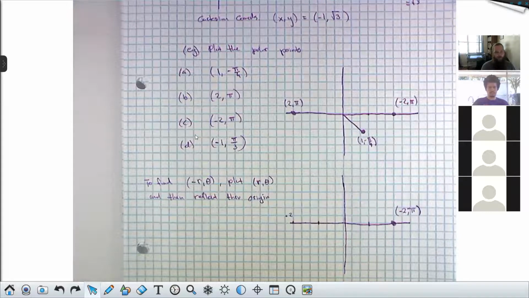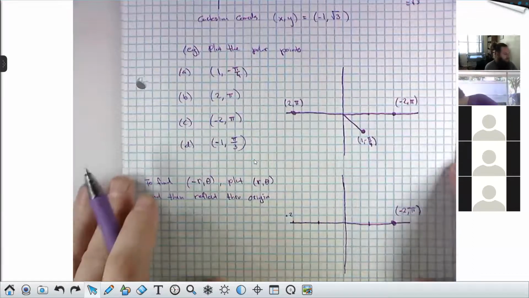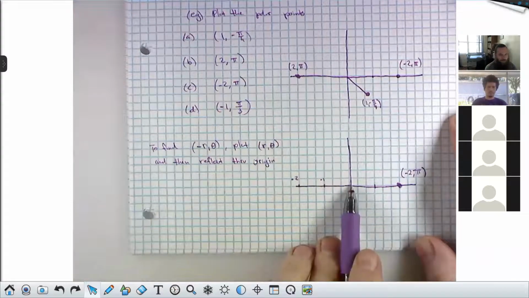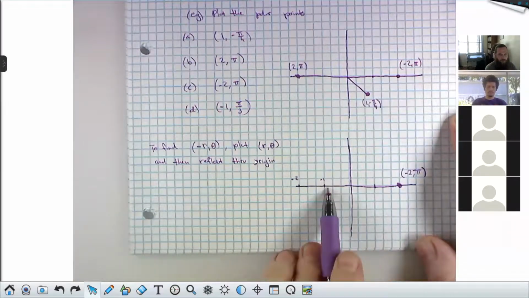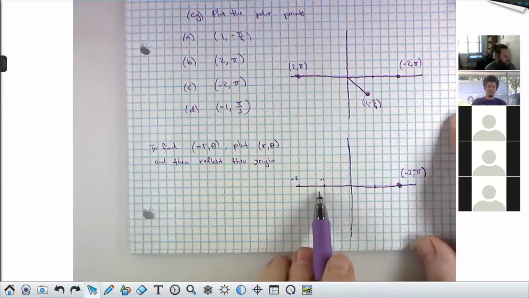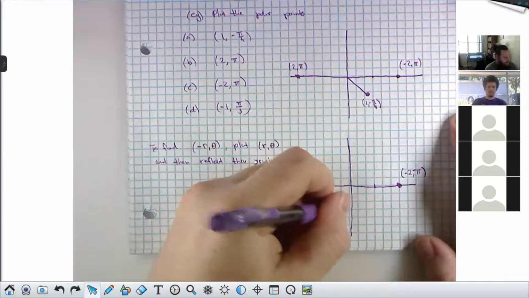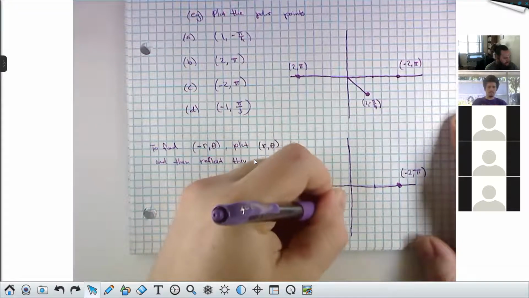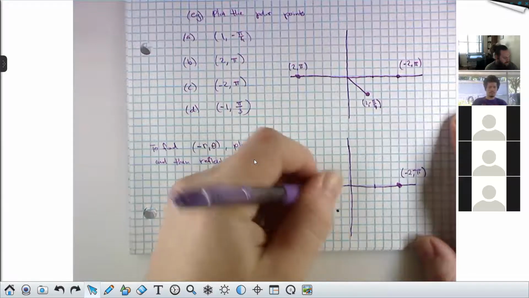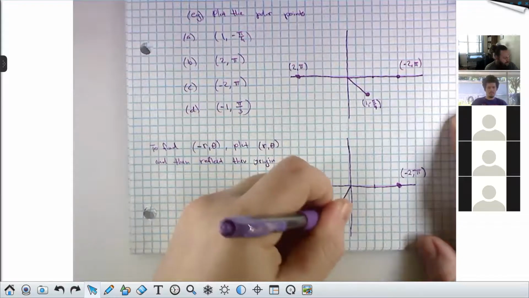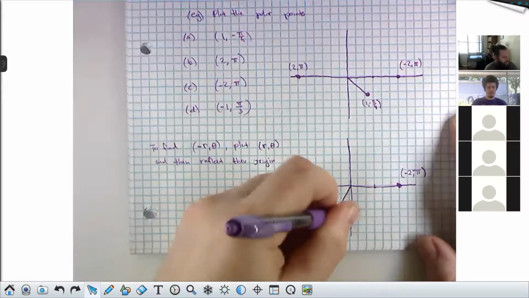Let's see if we can find -1 comma pi over 3. Those 2 ways. First, I could walk out -1 along my polar axis. So instead of going out this way, I go out this way, and then rotate in the positive direction pi over 3. That's 60 degrees. So that's like here. Yeah, right about here. So this would be -1 comma positive pi over 3.